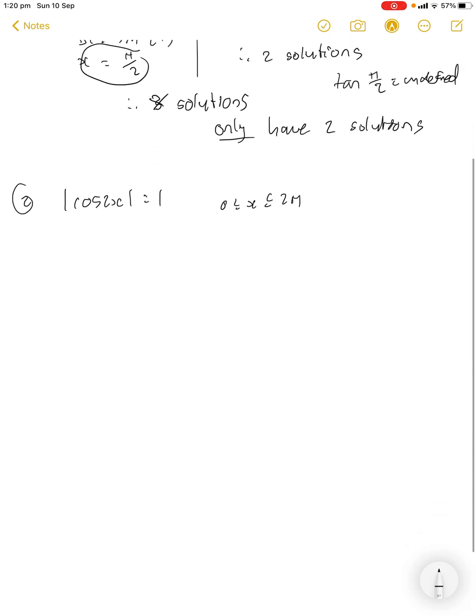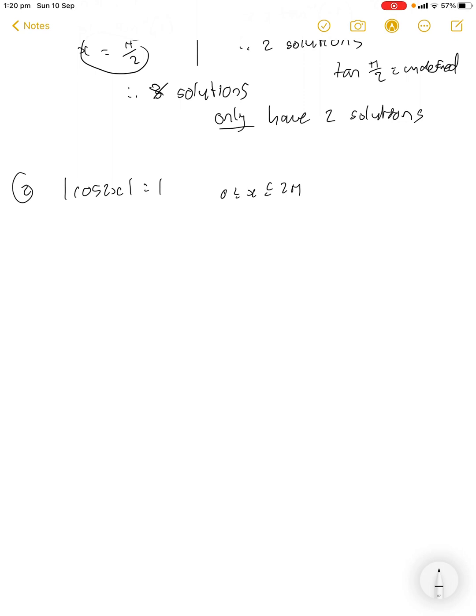You're going to look at a similar idea for the one below. This time it actually wants the answers. Oh no, same thing, just wants the number of solutions. We can actually find the solutions for this one, so let's do that, because the numbers are going to be pretty nice. So we've got two things. With the absolute value, it could be cos of 2x is equal to 1, or cos of 2x is equal to minus 1.